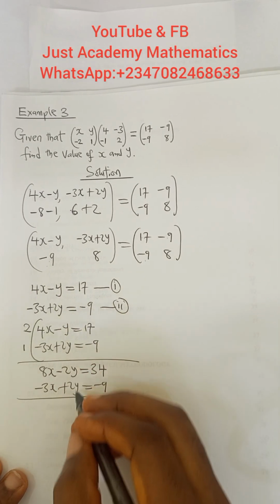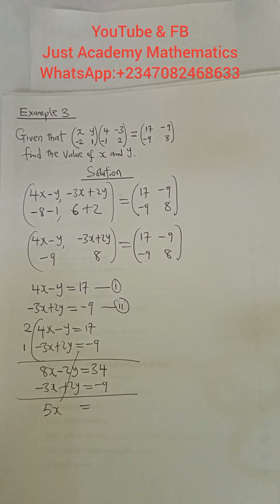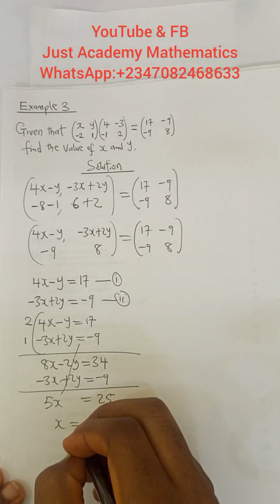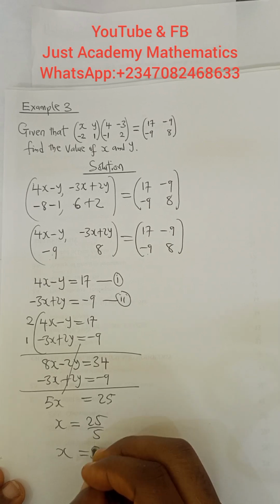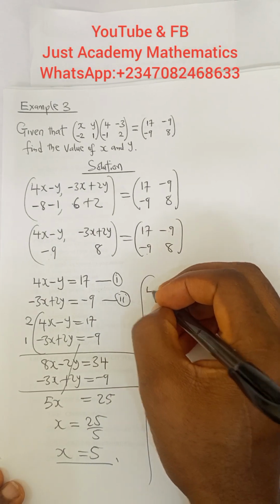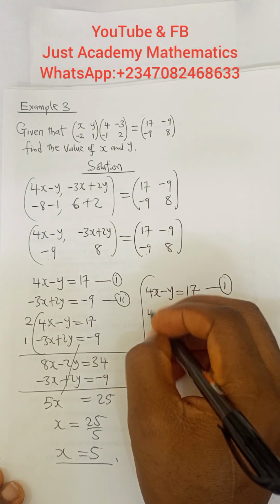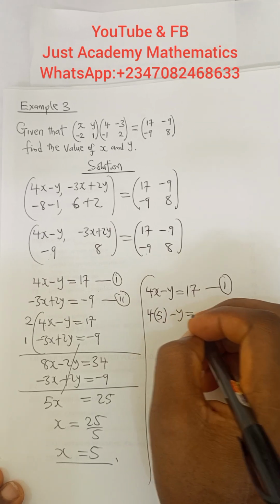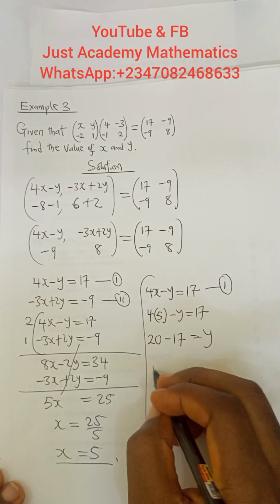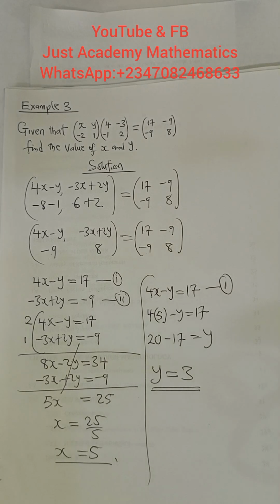The way it is now, notice that minus 2y plus 2y is 0. It's out. This and this will give me 5x is equal to 34 minus 9, which gives us 25. So x is equal to 25 over 5, and x is equal to 5. Since we know that x is equal to 5, can we find y? Yes, we can use any of the equations. 4x minus y is equal to 17. Anywhere we see x, we replace it with 5. So we have 4 times 5 minus y is equal to 17. Of course, this is 20 minus 17 is equal to y, and y is equal to 3. So these are the two values of x and y in this equation.